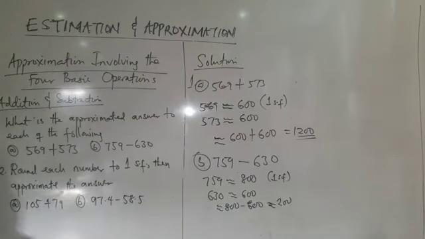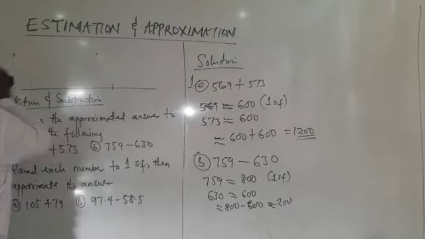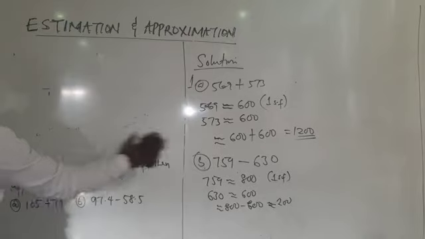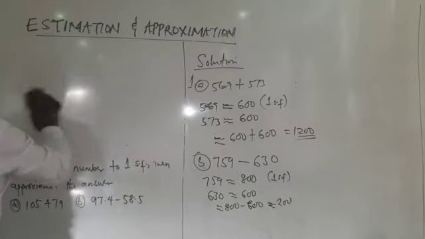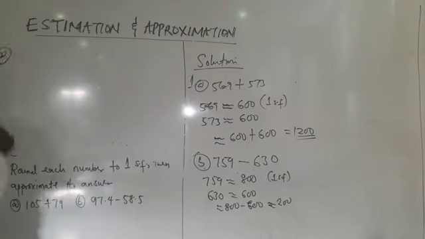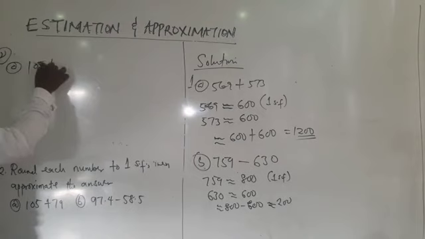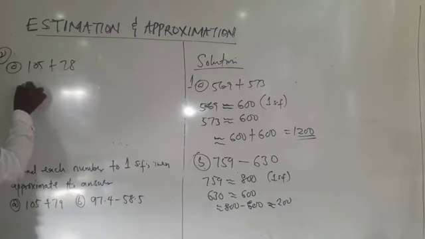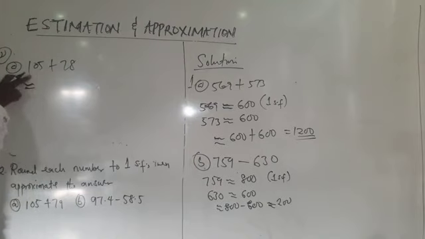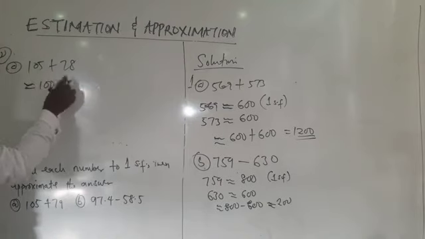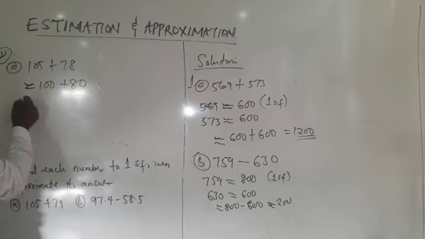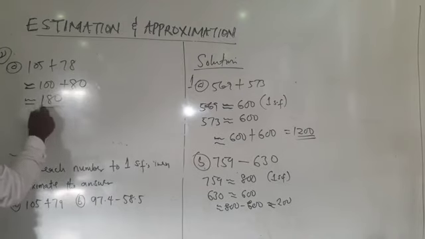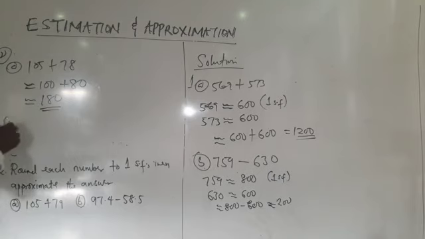For the second question, the examiner is asking us to round it to one significant figure. If you round it to two significant figures, it will be wrong. So that's the first thing you need to do. A is 105 plus 79. To one significant figure, this will give us 100 plus 80. So the answer equals 180. Is that clear?